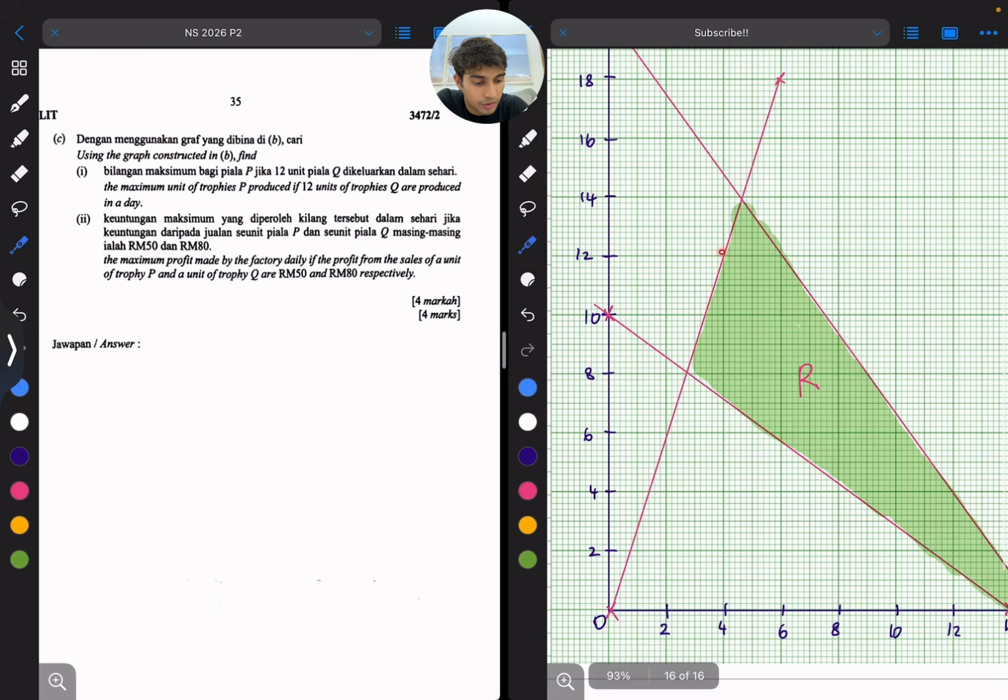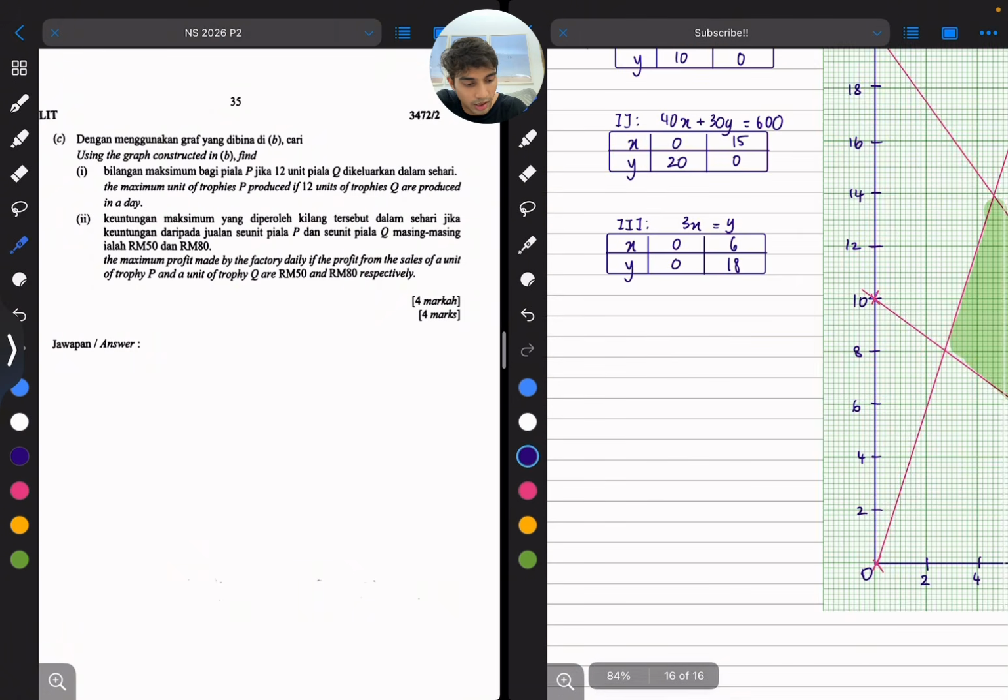So if they ask you for the minimum, then you take this point. But if they ask you for the maximum, you take the maximum value of P. So maximum will be 6. If they ask for minimum, minimum will be 4. Since they ask maximum only, we write maximum is 6.